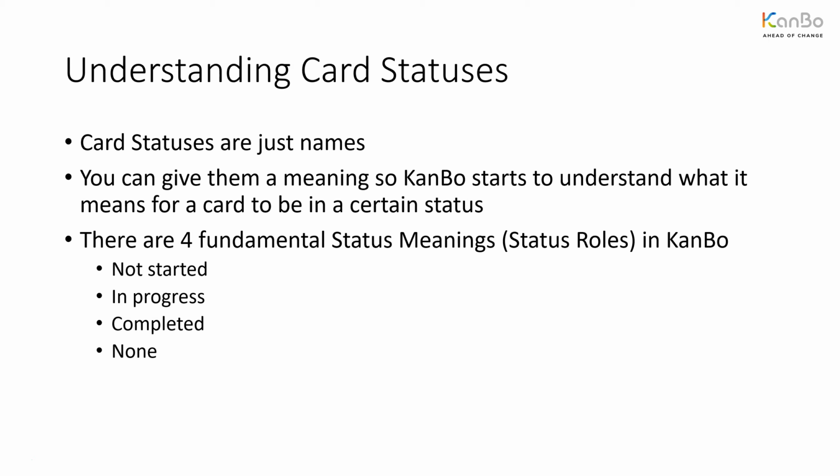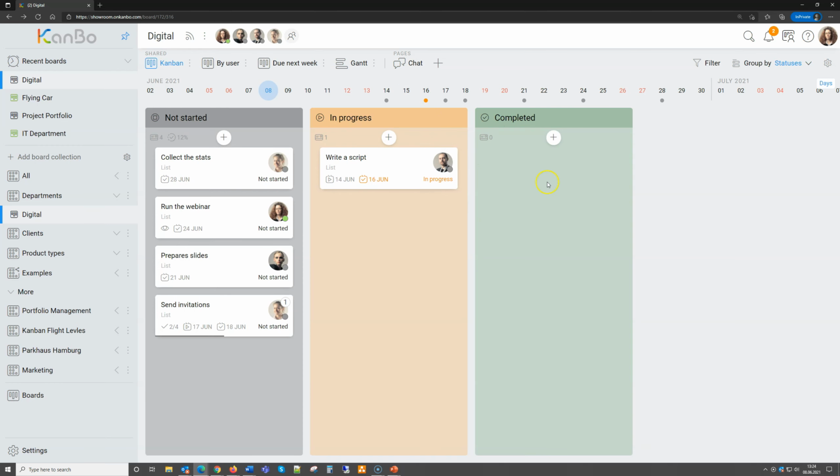Okay, so let's have a look at how it looks. In this board we have already statuses with the roles not started, in progress, and completed, and you can see that by those little icons here. Not started has the stop button. If there is something in the role in progress, then you have this play button, and then you have a completed button with the check mark.